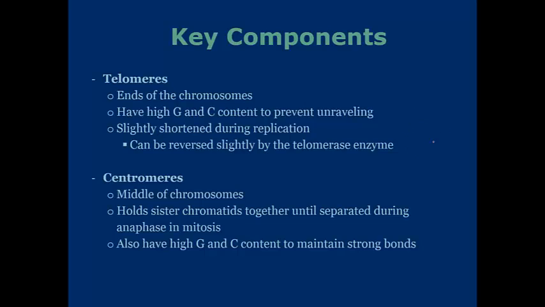If we were to draw out what a chromosome looks like, the centromere would be here, and the telomeres are going to be the ends, so these structures right here. Like I said earlier, these telomeres will shorten, and the centromeres are what hold the 2 sister chromatids together. During mitosis, this is where the spindles will attach to pull these apart.